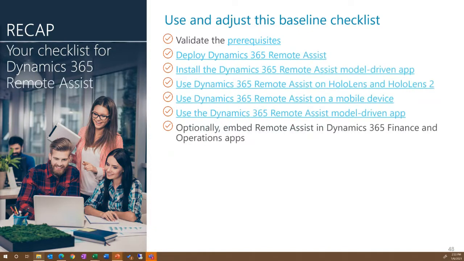The checklist for Remote Assist is pretty similar in a lot of ways. Again, you're going to want to start out by validating those prerequisites, and then you can deploy Remote Assist. Install the model-driven app, and I've put some links in here for how to use Remote Assist on the HoloLens and HoloLens 2, how to use it on a mobile device, and how to use the model-driven app. Obviously, we showed a demo just a few minutes ago on how you can optionally embed Remote Assist into finance and operations as well.